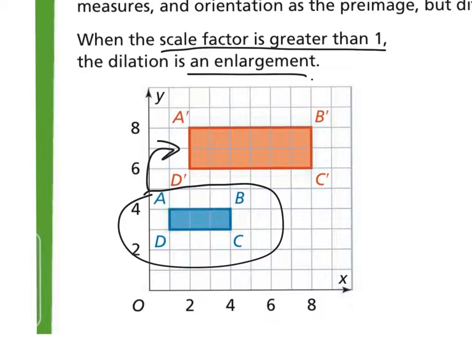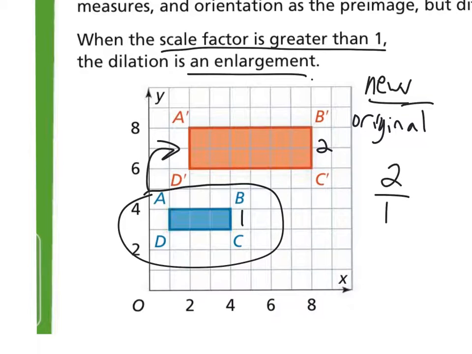If both of these shapes are drawn, you can compare, if you have a straight side like this, the side lengths to figure out what your scale factor is. Remember, it's the new over the original, or the new over the old, if you want to look at it that way. So our new side length is 2, our original side length is 1, so our scale factor is 2, which basically means we're increasing it twice as much, or 200% increase.